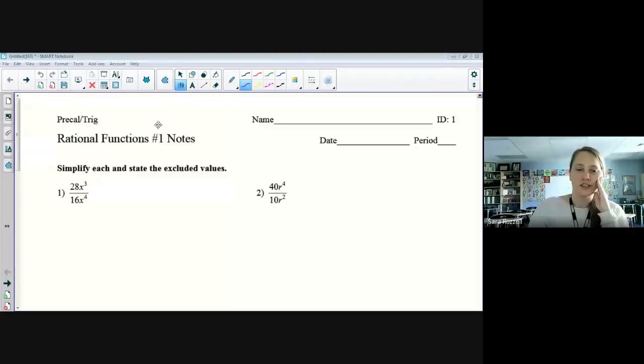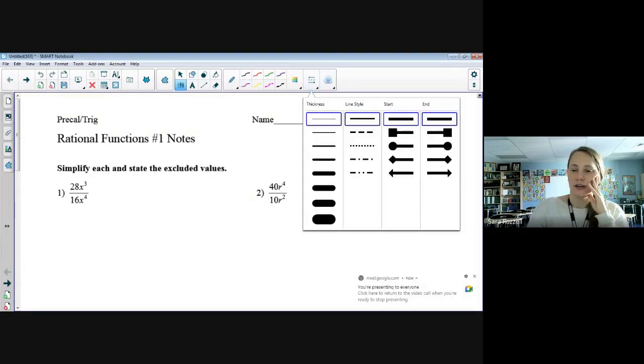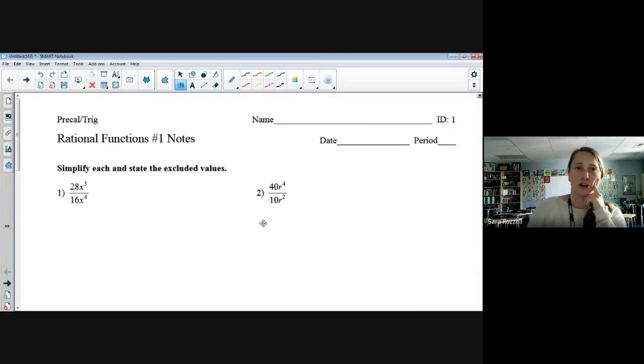This is rational functions number 1, where we are simplifying, adding, subtracting, multiplying, dividing, and stating excluded values. Okay, so just a reminder of what an excluded value in our rational functions is: things that make the denominator equal to 0. So we always want to look, once we simplify it, and say x can't be this or x can't be that.